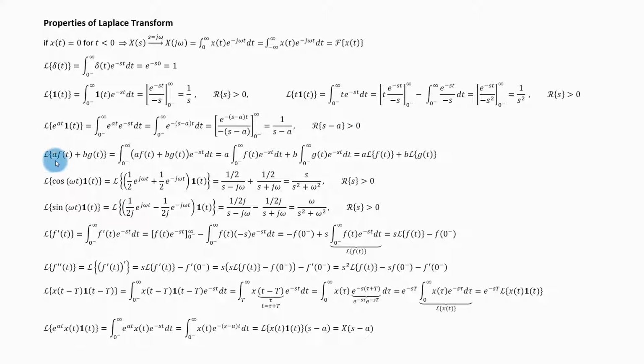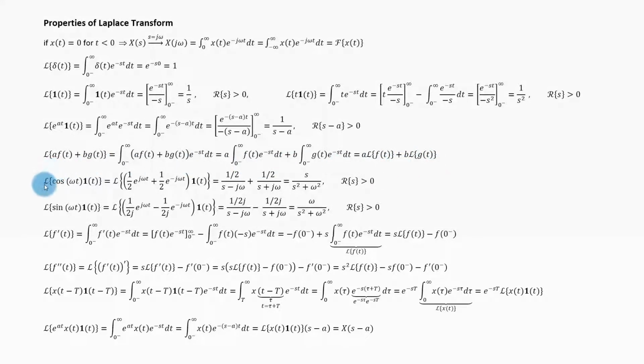Next, the Laplace transform of a linear combination of two functions. This is pretty much the same as with the Fourier transform. When you crunch the integral, you will get that it is the same linear combination of the Laplace transforms of the individual functions. So when you have a linear combination like this, you can apply the Laplace transform directly to the individual functions like this.